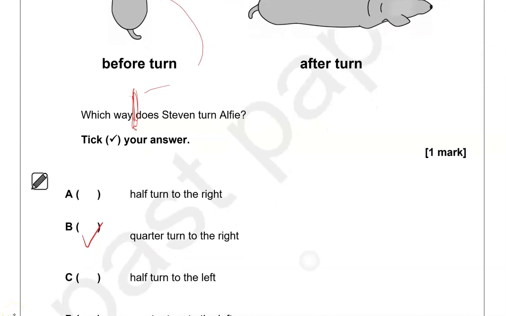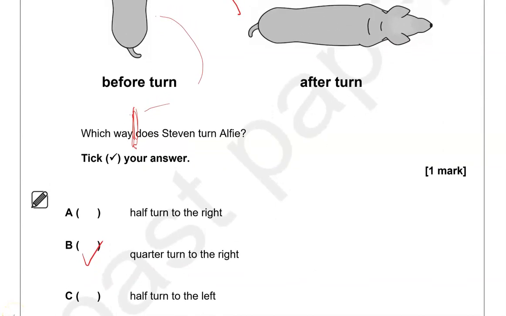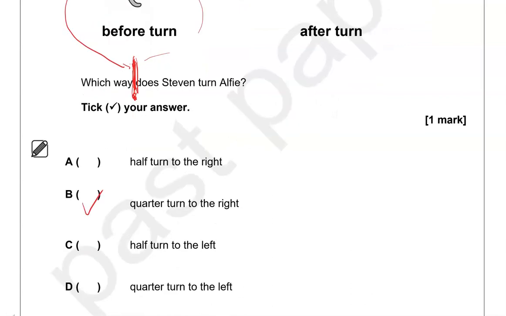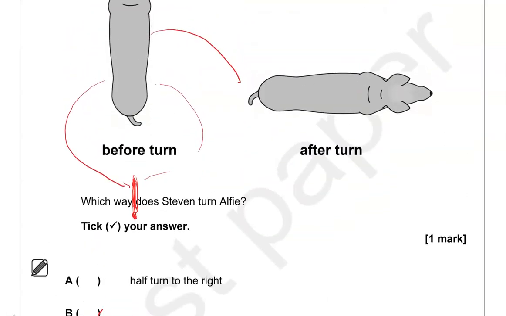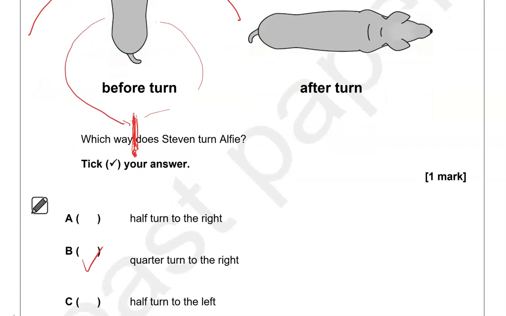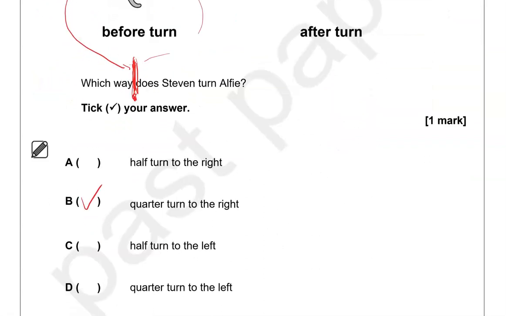Looking at C, half turn to the left. Again, half turn to the left, bring the dog over here with the head here. And finally, quarter turn to the left. So that would have been a quarter turn on this side. So B is the only correct option.